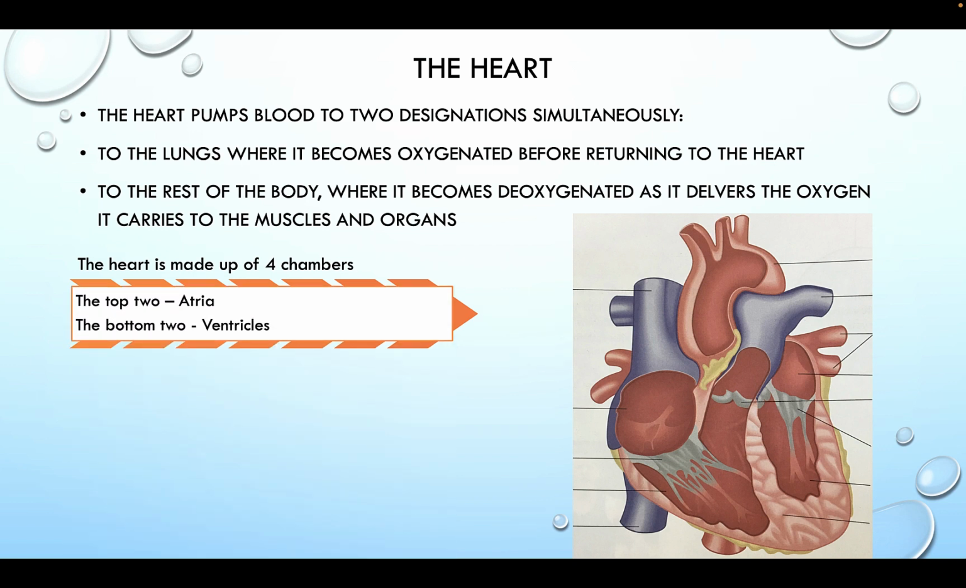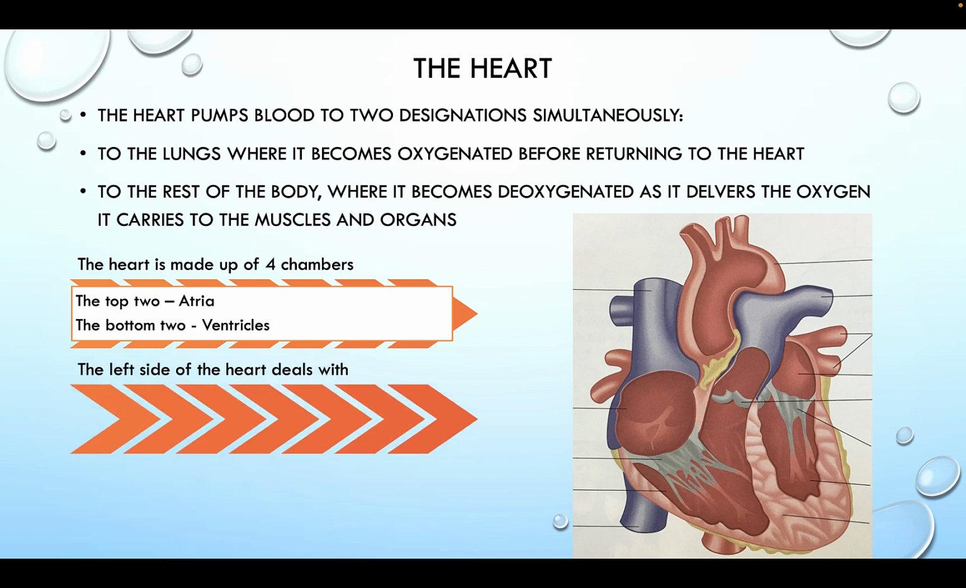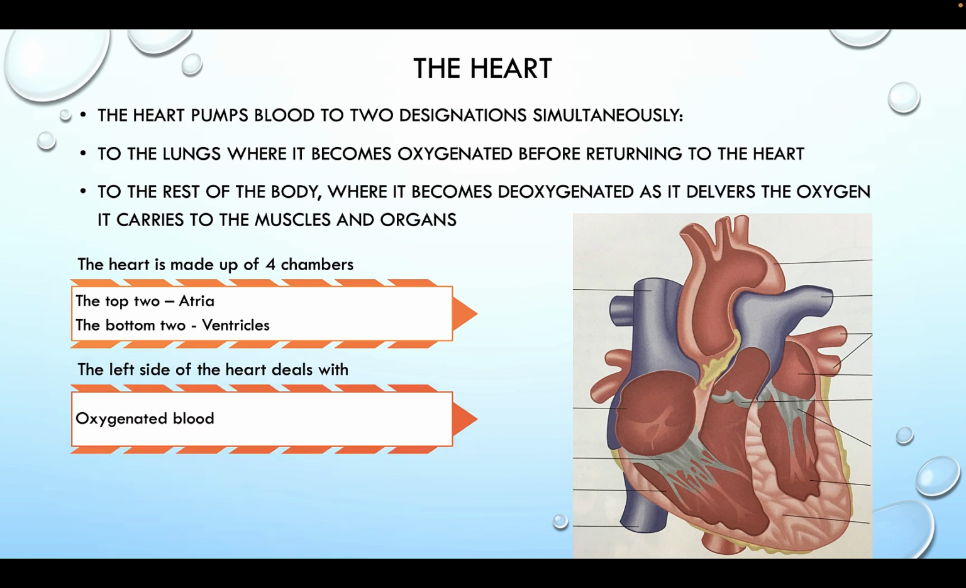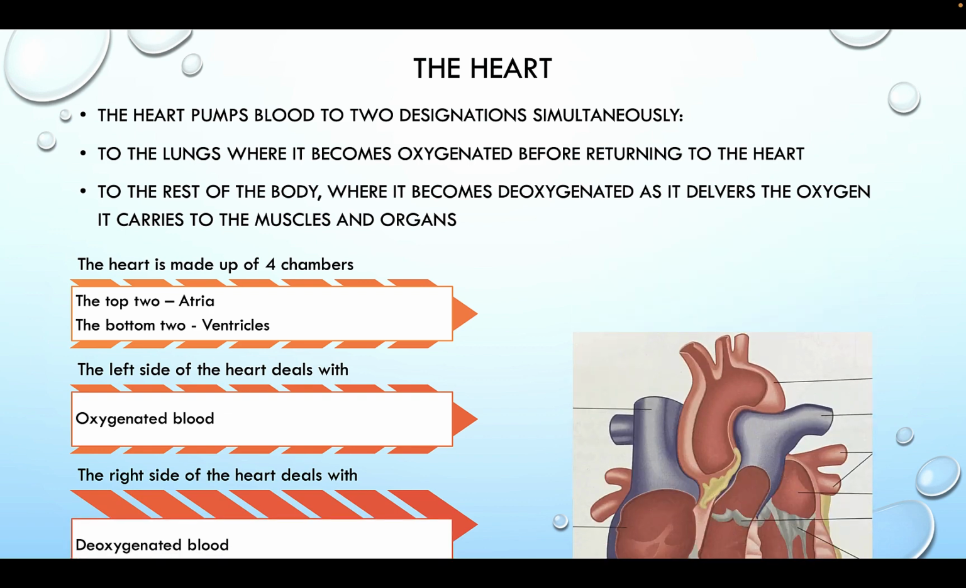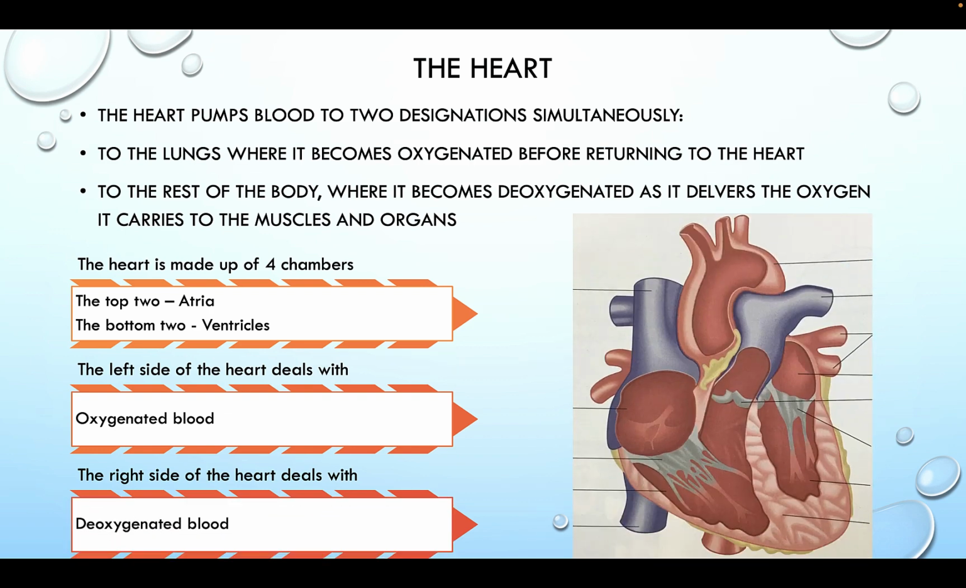The heart is made up of four chambers. The top two are the atria, and the bottom two are the ventricles. The left side of the heart deals with oxygenated blood, and the right side of the heart deals with deoxygenated blood.